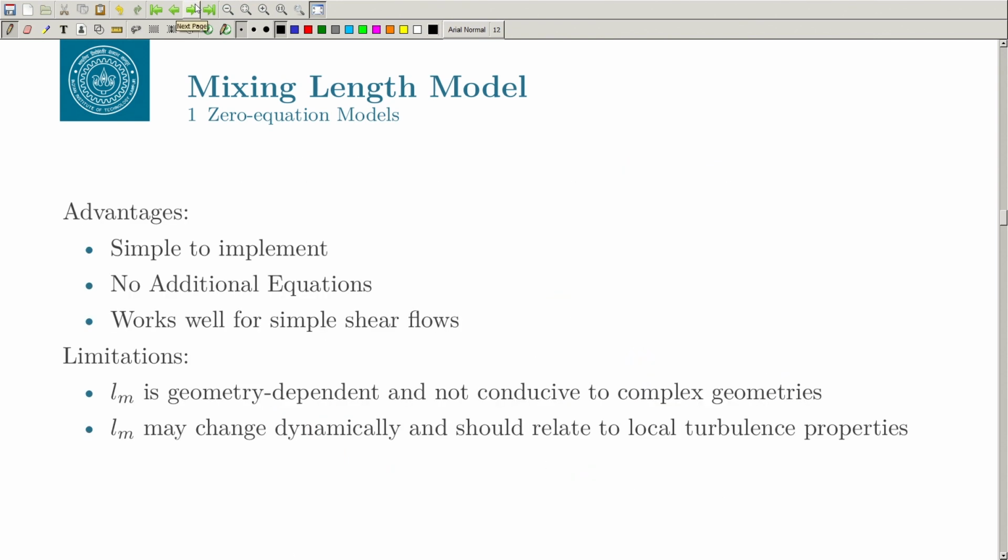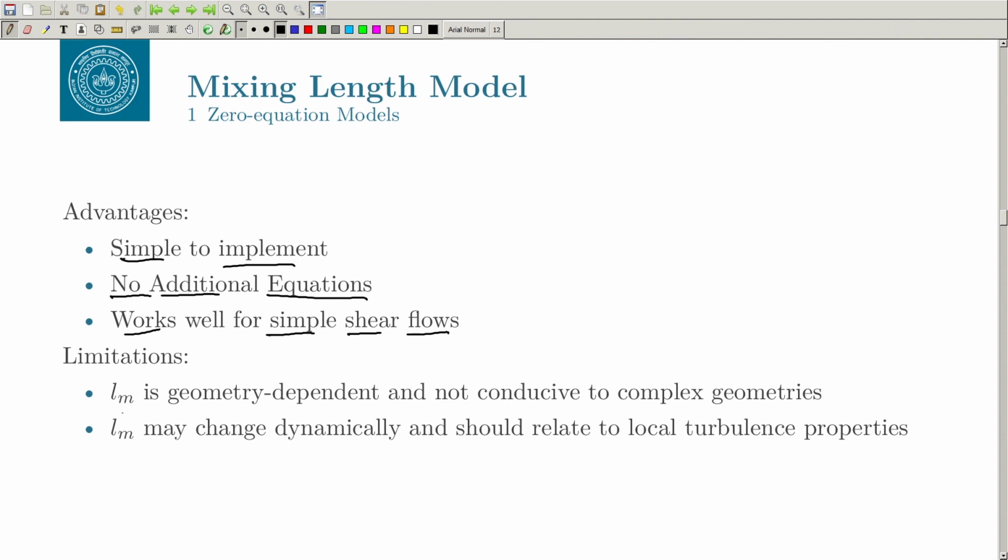Okay. It is very simple to implement this mixing length model, whether it is Van Driest or Prandtl or Cebeci-Smith, and there are some more models also, right. The advantage of these models is that there is no additional equation; you are not solving any other dynamical equation like you do in the K epsilon or K omega, right. We will see those models very soon. Very simple to implement, just some algebraic equations, and it works well for simple shear flows. Okay. But you will see that it has got several limitations.